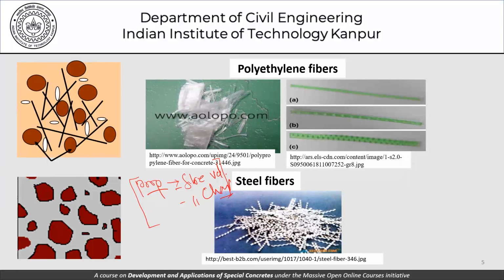So if we are putting steel fibers into this matrix versus putting polyethylene fibers into this matrix, the effect of that on the workability of this matrix will be quite different. We need a different kind of approach. We need to handle the demand that is placed upon the addition of this material into this matrix differently, because the demands are going to be quite different.